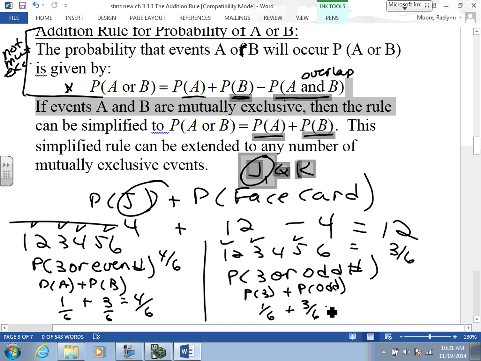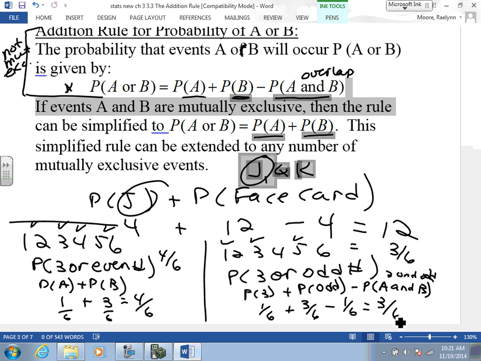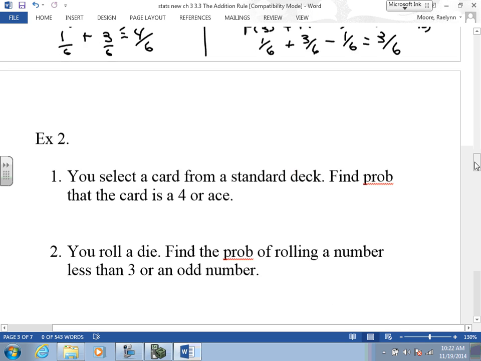You take out the 1, good, because minus the probability of A and B. Which one is a 3 and an odd? There's one of them. So see my addition rule? We're going to add them together and subtract where they overlap. In this case, there was one overlap, but not always. Before you pack up, guys, Daniel's asking a very good question.